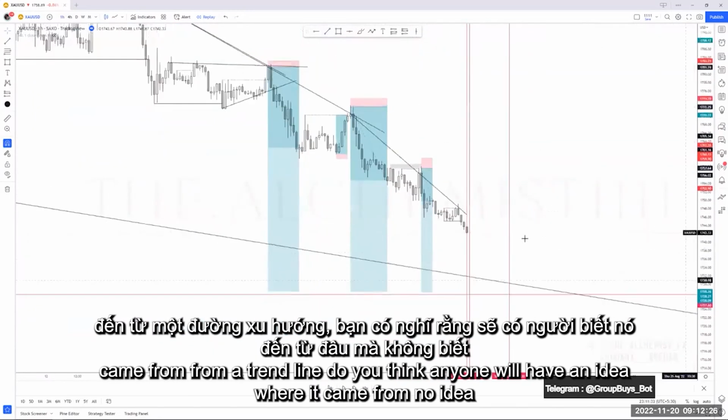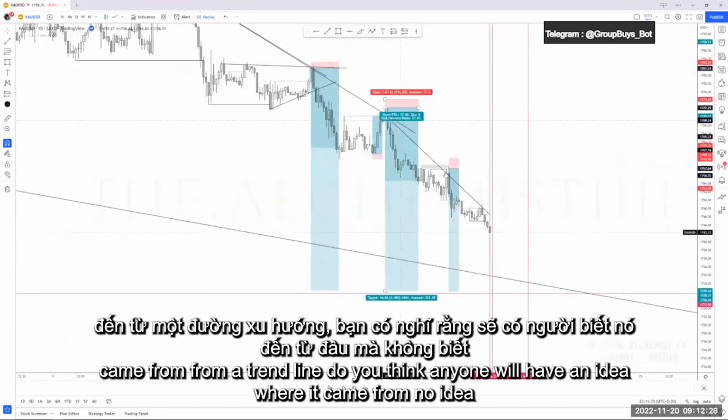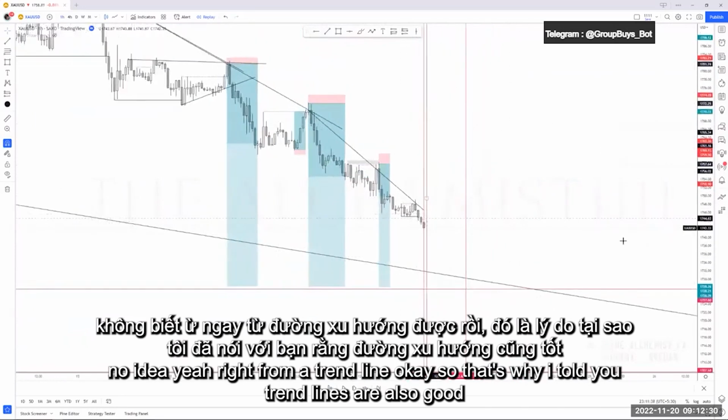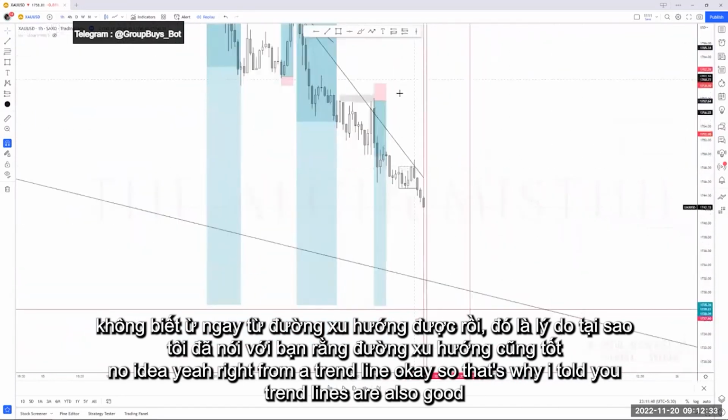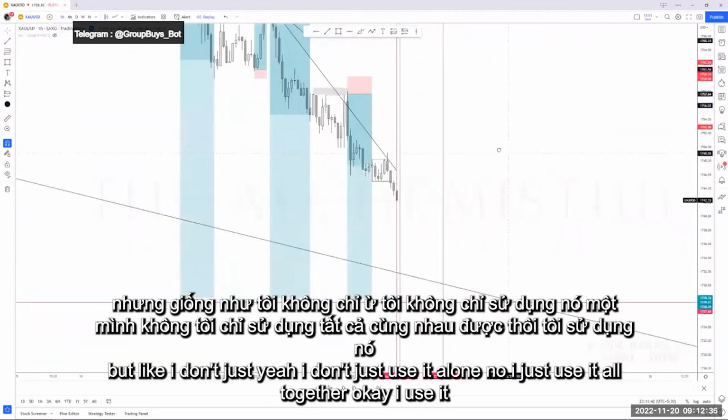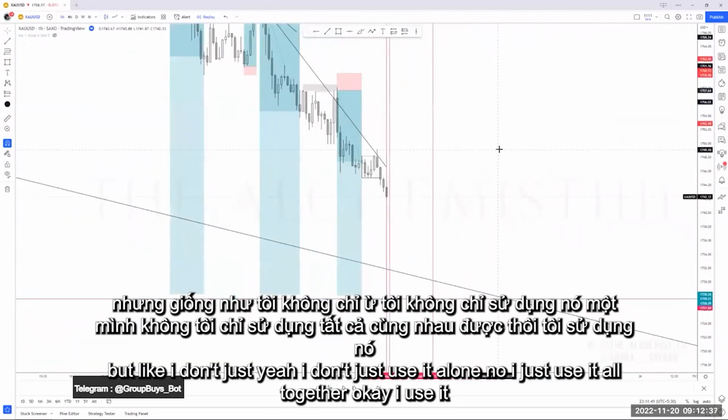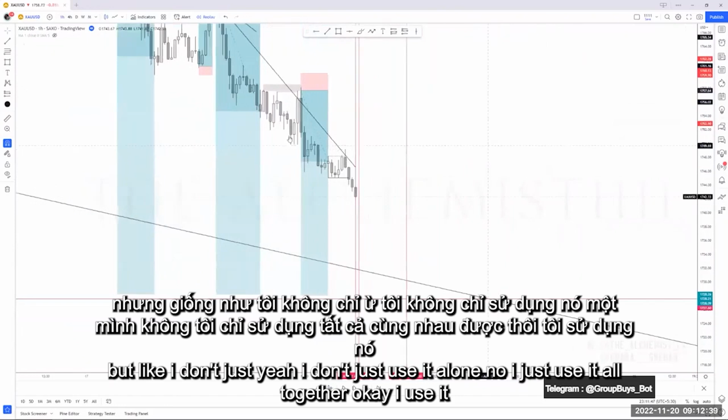Now, did you see where the sell came from? From a trend line. Do you think anyone would have an idea where it came from? No idea. Right from a trend line. That's why I told you trend lines are also good, but I don't just use it alone. I use it all together.